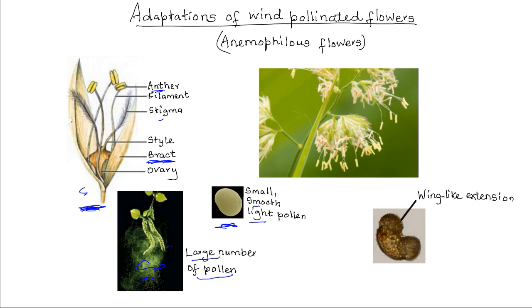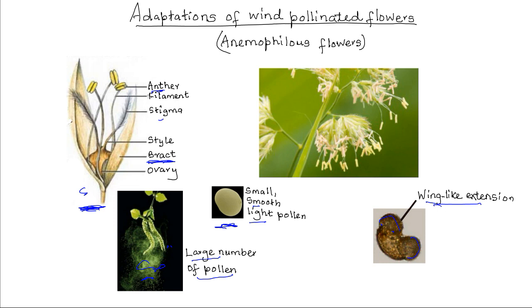Also, the pollen grains may have wing-like extensions to aid in wind dispersal. So in this particular pollen, there are wing-like extensions that act like parachutes for easy flotation. So this makes it easy for the wind to carry the pollen grains.